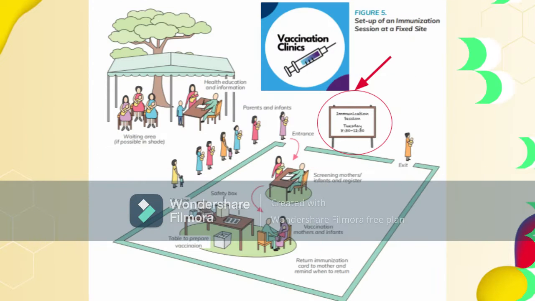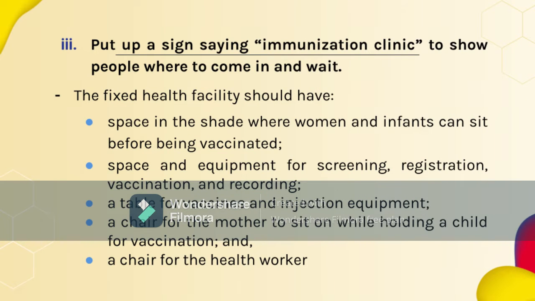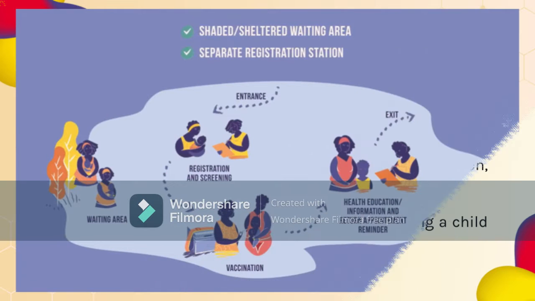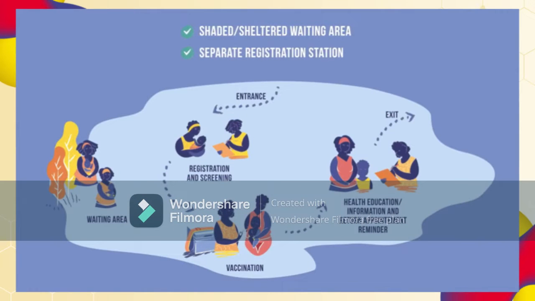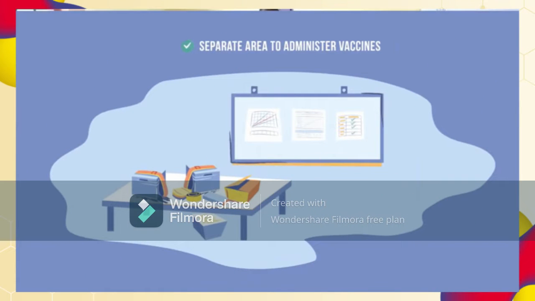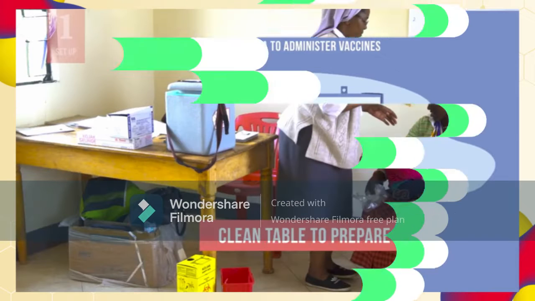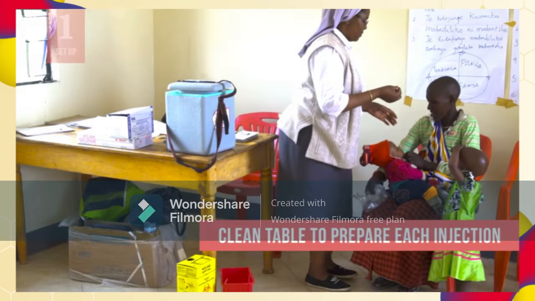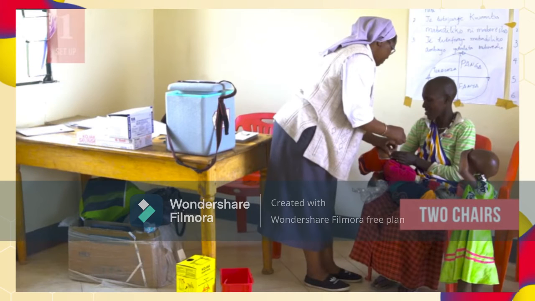Put up a sign saying immunization clinic to show people where to come in and wait. The fixed health facility should have a space in the shade where women and infants can sit before being vaccinated. There should be a space for screening equipment, registration, vaccination, and recording. There should also be a table for vaccines and injection equipment, a chair for the mother to sit on while holding a child for vaccination, and a chair for the health worker.